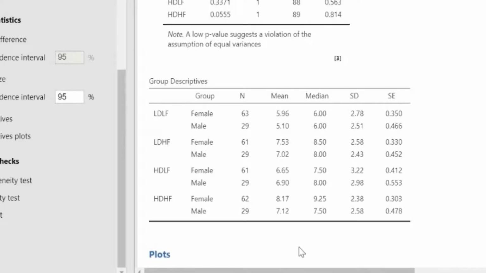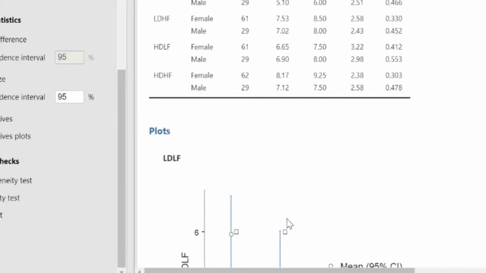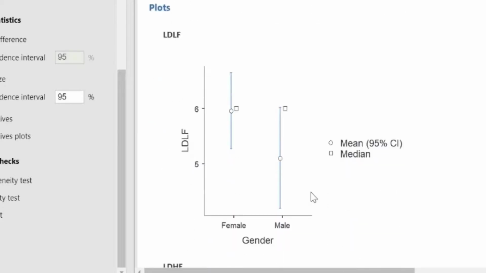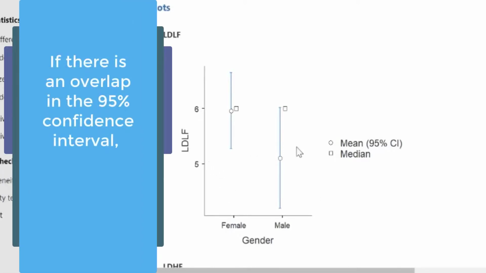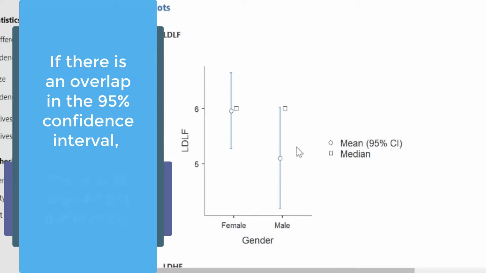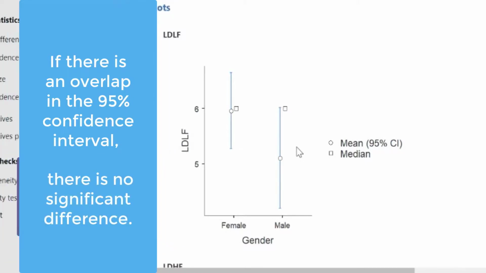Looking at the descriptive table, we can look at the mean rating of hostility and observe that the female's mean rating of hostility is slightly higher than the male for LDLF, LDHF, as well as HDHF. However, for HDLF, the mean rating of hostility for male is slightly higher than female, but we can't tell whether these differences are significant. Next, we can look at the plots to get a clue on whether these differences are significant. As a general rule of thumb, if there is an overlap of 95% confidence interval, there is no significant difference between the 2 groups.